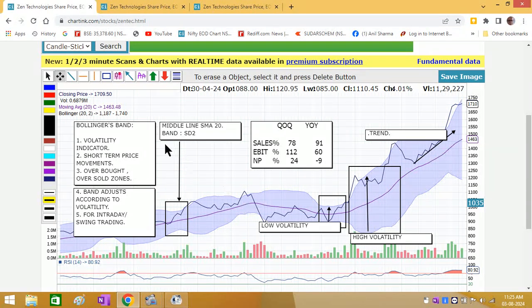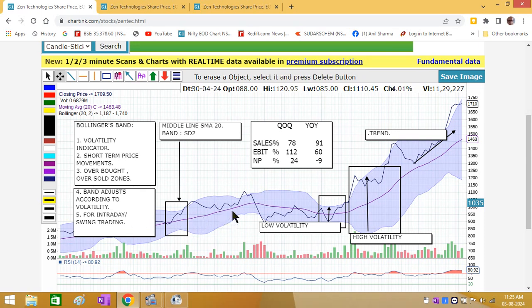Now you can see here, Bollinger Band is a volatility indicator. It gives short-term price movement. It gives overbought and oversold zones. I will explain all this. Band adjusts according to the volatility, price volatility. Bollinger Band can be used for intraday and swing trading.